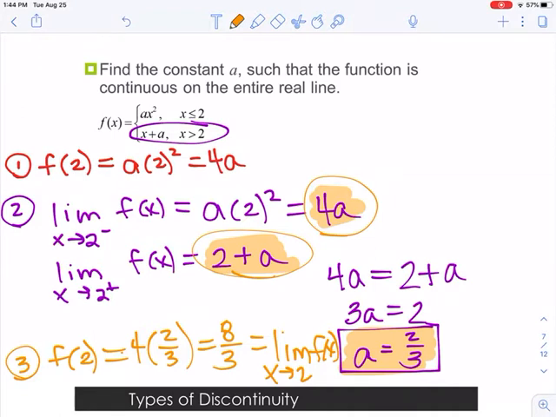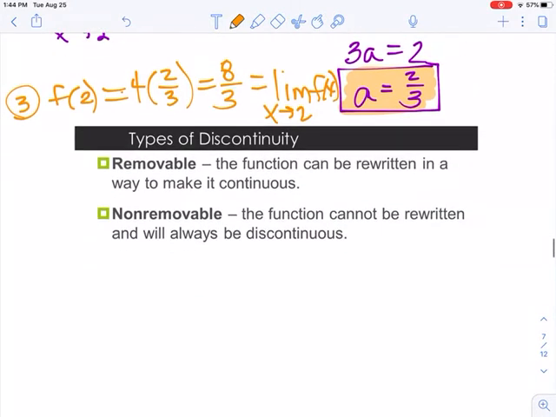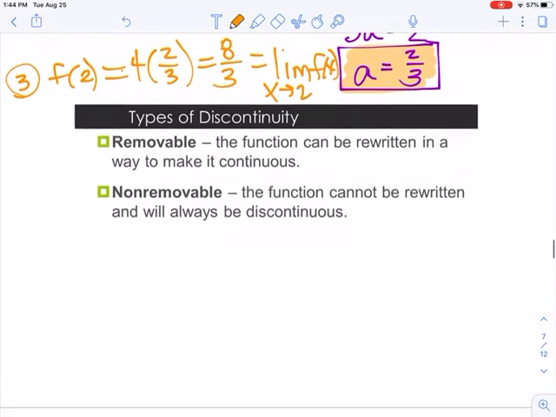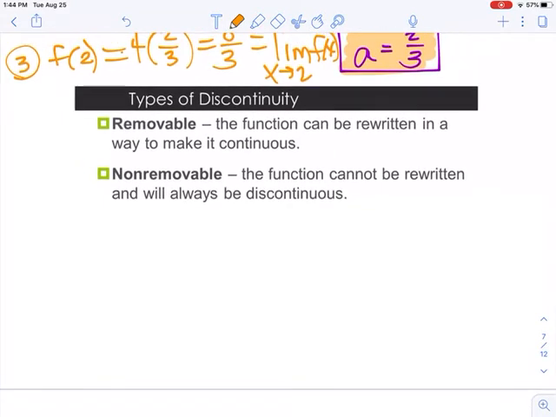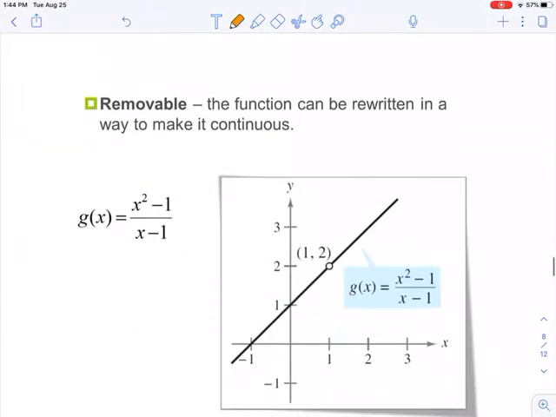Now let's talk about the types of discontinuity. I've talked about this a little bit already. We have removable and non-removable discontinuity. Hold off on writing this down because I'll go to two separate pieces where you can write them down individually. Okay, so I need you to be able to determine what type of discontinuity we have. And we're going to go back to kind of the break versus the hole.